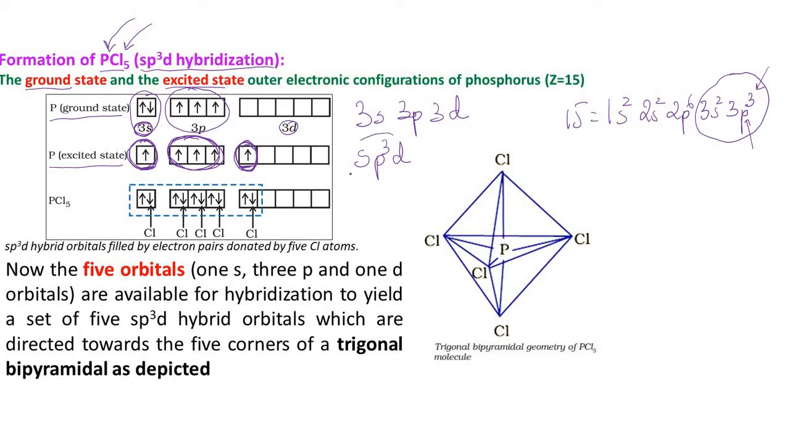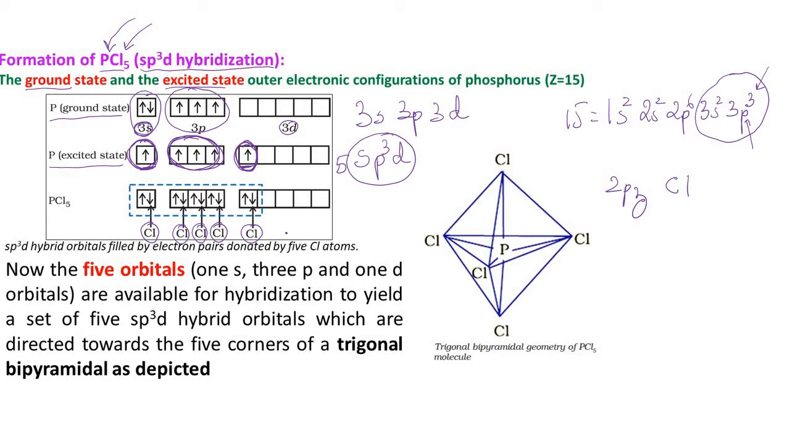What is the hybridization of each orbital? Each orbital will be of sp3d hybridization, right? How many will be there? That becomes important. 5 will be there. Okay, now these 5 sp3d orbitals will be overlapped with one of the 2pz orbital of a chlorine atom. So you can see that this is one chlorine, this is another chlorine, third chlorine, fourth chlorine and fifth chlorine.